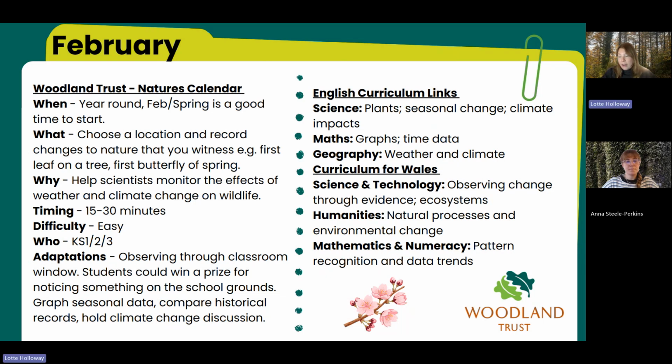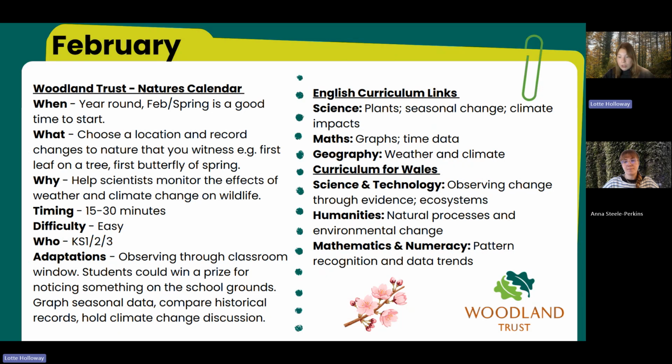So in terms of adaptations, you might want to have a go at observing through the classroom window. So say if it was a tree, maybe choose one that's close to a classroom window. So on a rainy day, when you're doing an indoor break time, the kids can still have a chance to see if they can see any changes. And what's really nice is then the students could win a prize for being the first one to notice something on the school grounds.